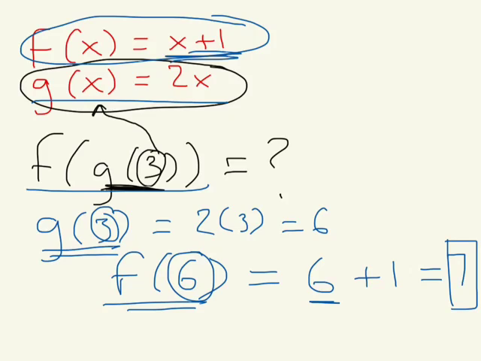Again, just as a recap, first we found out what g of 3 was, and we find g of 3 first because it's inside the parentheses. We replace every x in the g equation with a 3, so we get 2 times 3 equals 6. Then we rewrite f of g of 3 as f of 6. We replace every x in the f equation with a 6. We get 6 plus 1, and we get 7, and that's our answer.